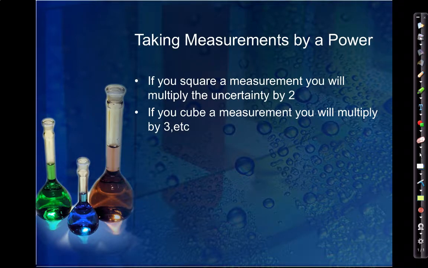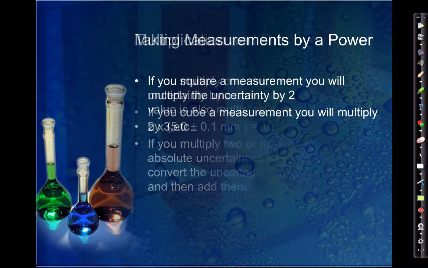If we take a measurement by a power, we are going to multiply the uncertainty by that number. So if you square your measurement, you're going to multiply the uncertainty by 2. If you cube it, you're going to multiply the uncertainty by 3, etc. So you're not going to cube or square or take that uncertainty to that power. You're going to just multiply it.